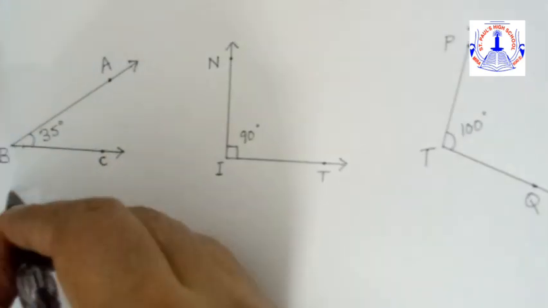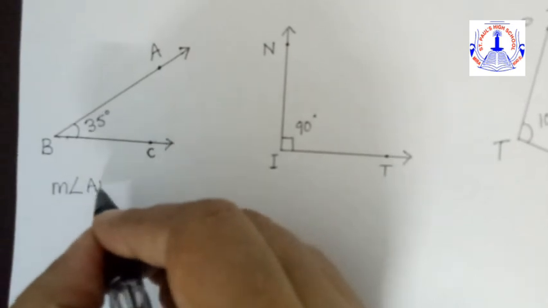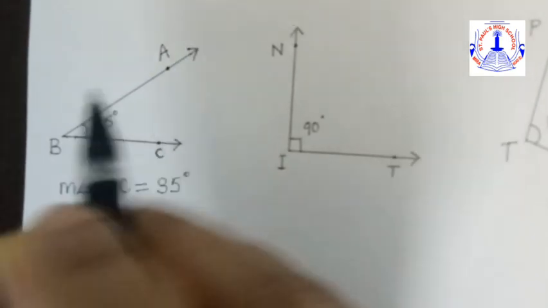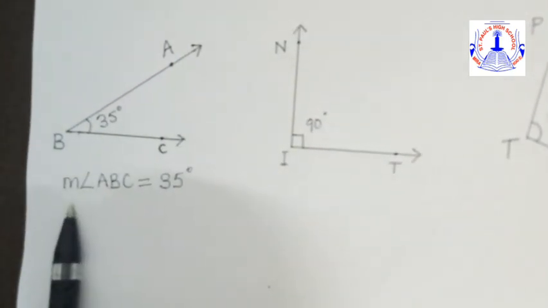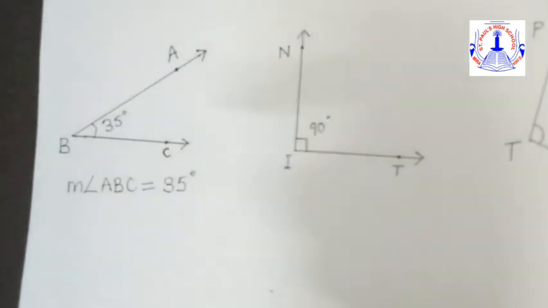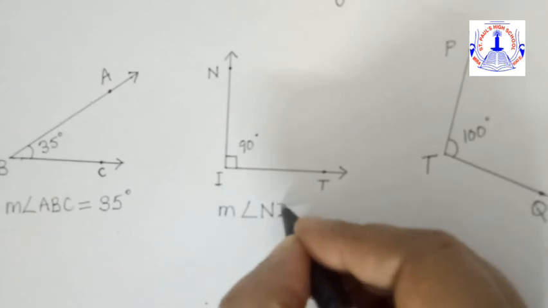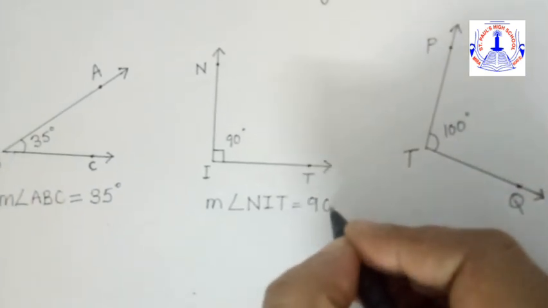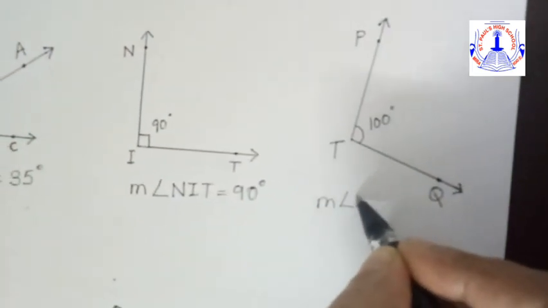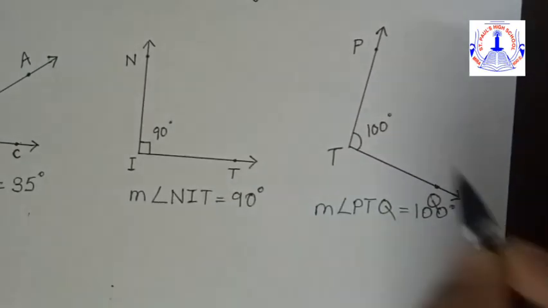First we will write measure of angle ABC is equal to 35 degree. Here it is written 35 degree. The name of the angle will be written as measure of angle ABC. ABC is 35 degree. Here we will write measure of angle NIT is equal to 90 degree. Here it is written 90 degree. Now here we will write measure of angle PTQ is of 100 degree. 100 degree is written here.